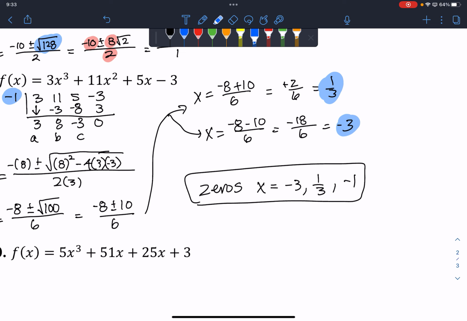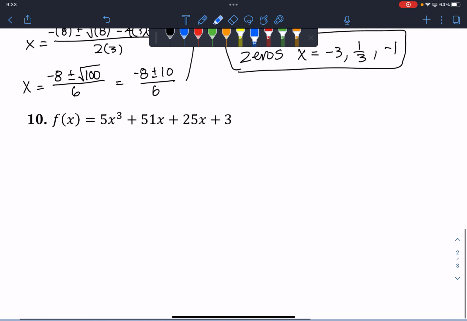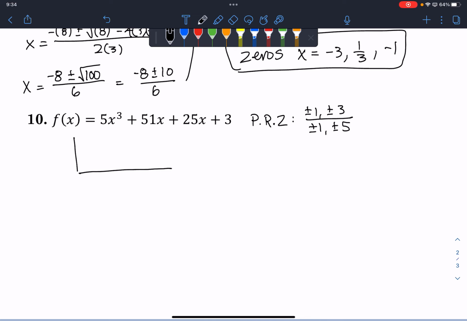And then it finally brings us to our last one. So right here, we're going to list the rational zeros. Our possible rational zeros would be the factors of our last number 3, which are positive and negative 1, positive and negative 3, divided by the factors of 5, which are 1 and 5. So let's try positive 1.